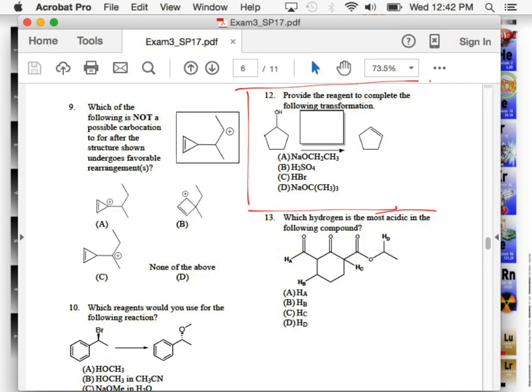What do you see? Pi bond, I'll accept that. What does the pi bond mean? Okay. Elimination, which would mean E1 or E2. Okay. If it was E2, we'd be looking for a base. So we could look to our answers and be like, booyah, that's a base. That's a base.